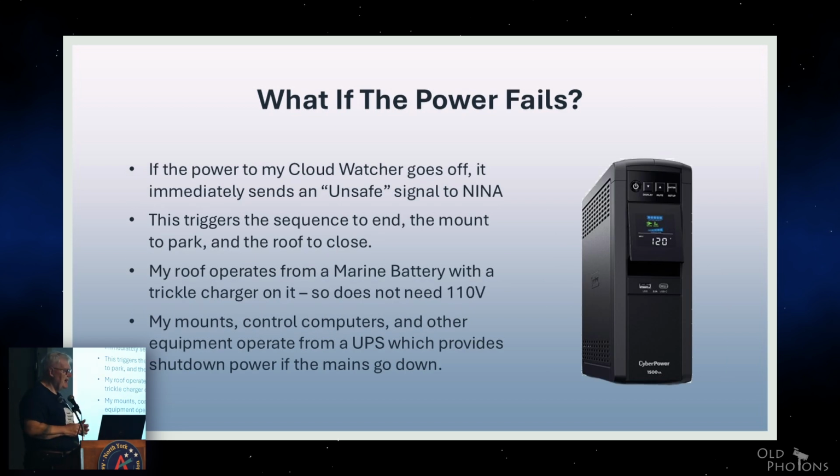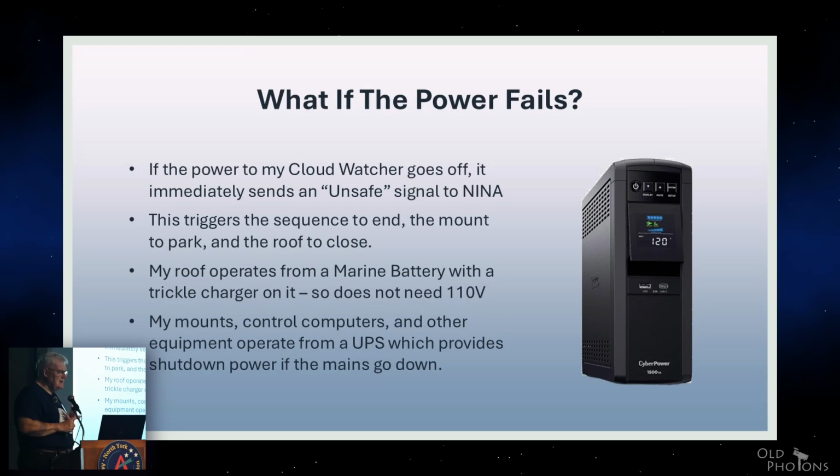But what if the power fails? If a lightning strike X miles away takes out the power, what do you do? Well, one of the nice things about the Cloud Watcher is that it sends an unsafe signal to Nina as soon as it loses its power supply. So that triggers my sequence to end, the mount to park, and the roof to close, as you've seen.